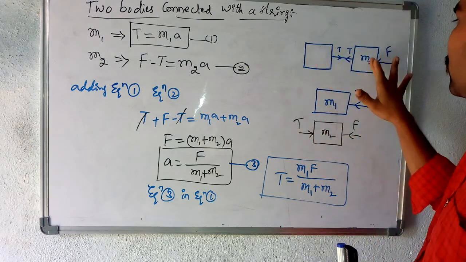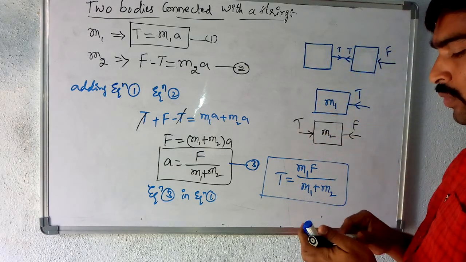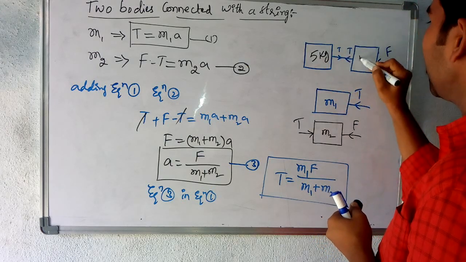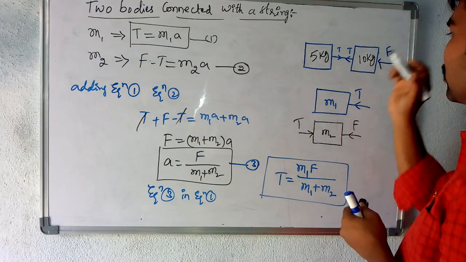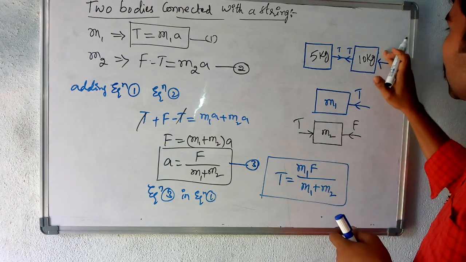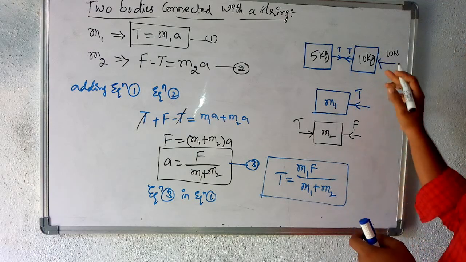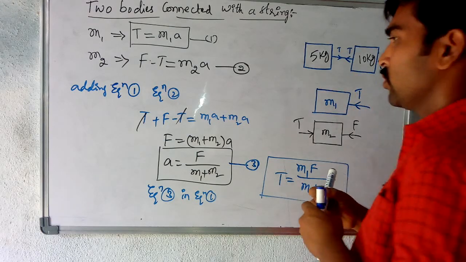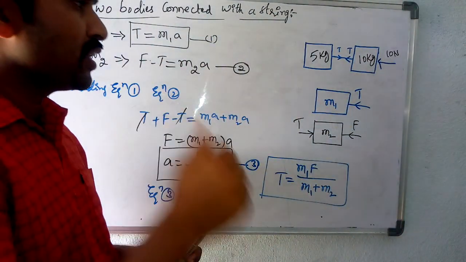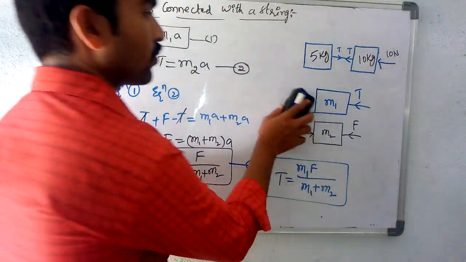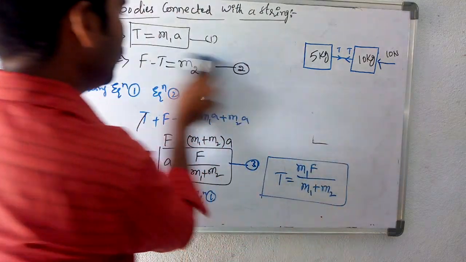For example, take two bodies. I am taking this body. It is 5 kg of mass and it is 10 kg of mass. So I am applying force 10 newtons on M2, means the 10 kg body. So what is the tensional force? What is the acceleration of the given body? We will calculate now based on the formula.